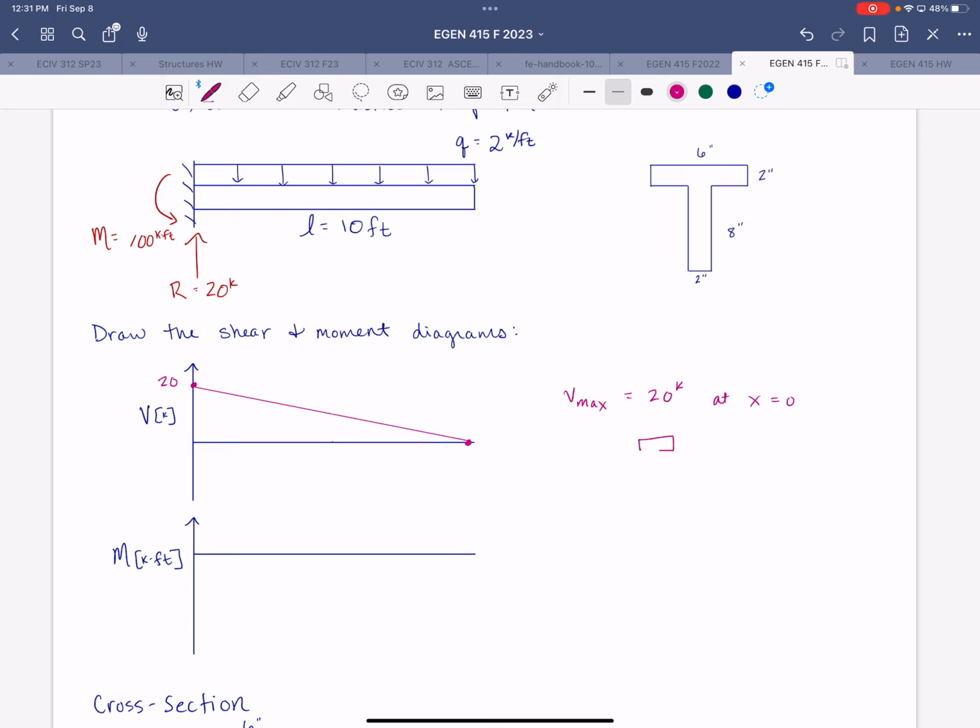And just as a reminder, your shear sign convention is going to be positive downward on the right side of a segment and upward on the left side of a segment. So that'll come into play later when we get into drawing the stress profiles and interpreting direction of shear for principal stress calculations, or Mohr's circle if you do that.